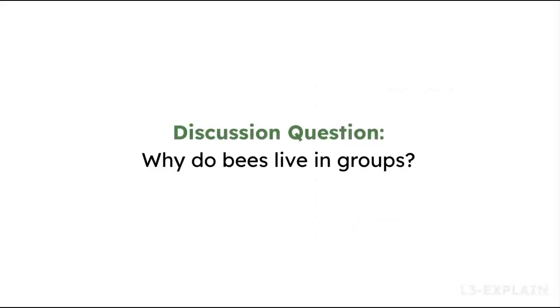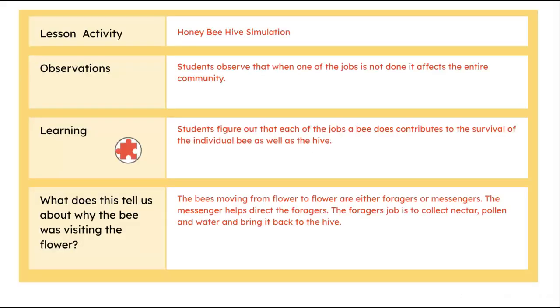In the Explain portion of the lesson, students will engage in a class discussion. You'll invite students to gather and analyze their observations from the activity. You'll use the provided questions to guide the discussion around why do bees live in groups. The goal of this class discussion is to discuss what they observed during the honeybee hive simulation and describe how living in a social group helps the bees survive. You will use the discussion to create the Lesson 3 summary chart.